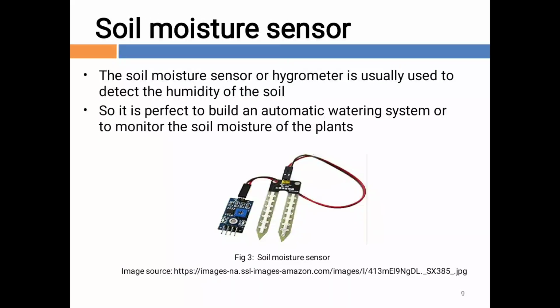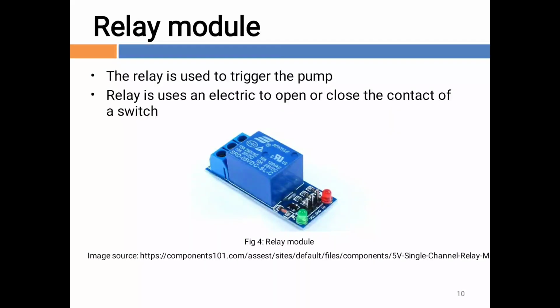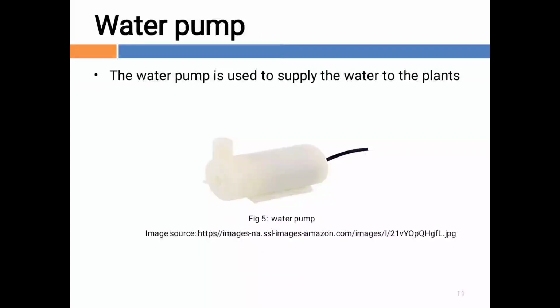Soil moisture sensor. The soil moisture sensor or hygrometer is usually used to detect the humidity of the soil. So it is perfect to build an automatic watering system or to monitor the soil moisture of the plants. Relay module. The relay is used to trigger the pump. A relay uses an electric current to open or close the contact of a switch. Water pump. The water pump is usually used to supply the water to the plants.